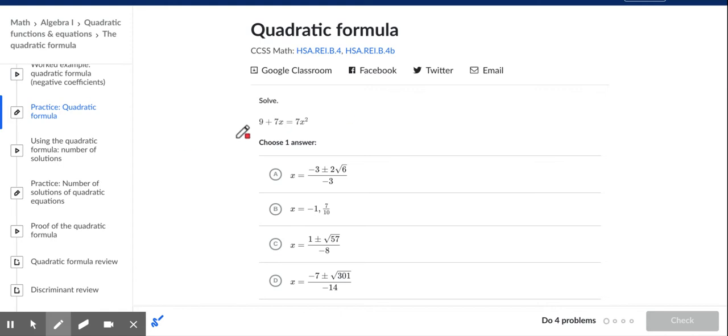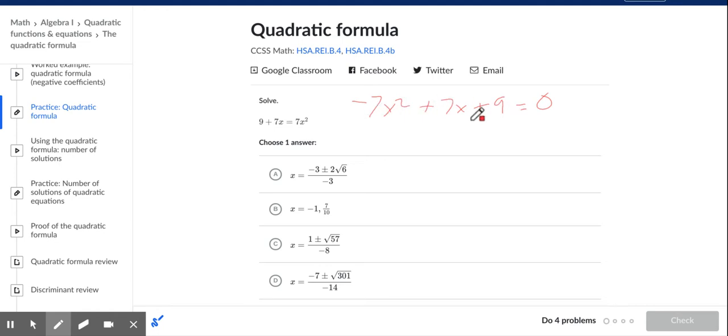So let's, first thing we have to do when we're doing this is get one side to equal 0. So I'm going to subtract the 7x squared to the other side. So I've got negative 7x squared plus 7x plus 9. And I rearranged the other two terms so that we have it in the order that we're familiar with.